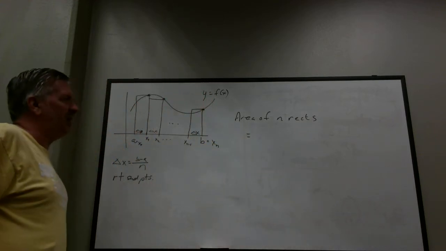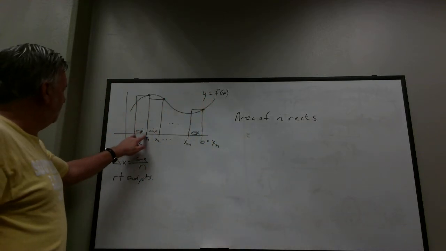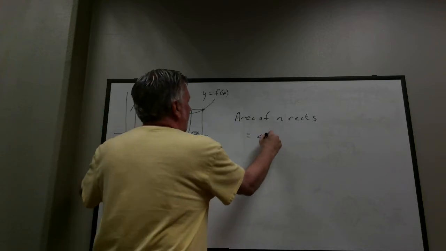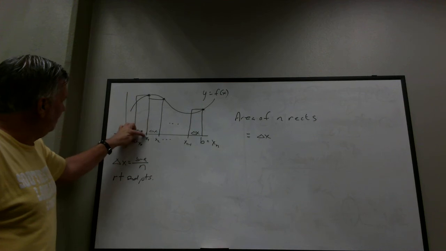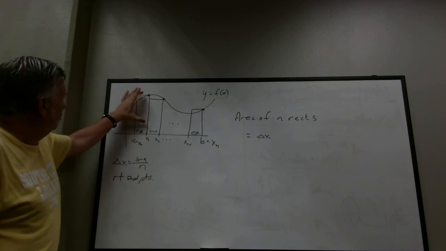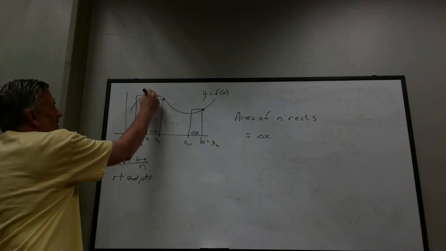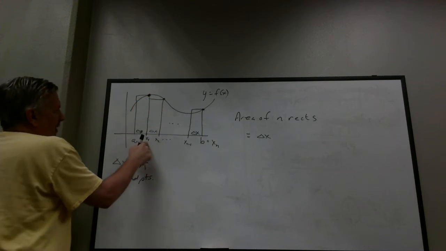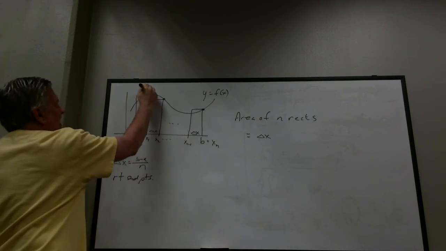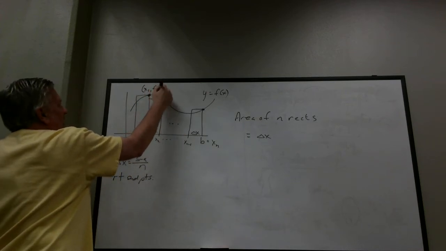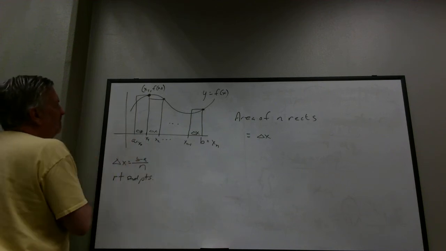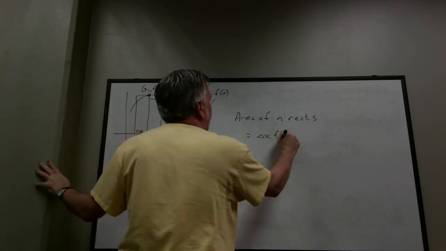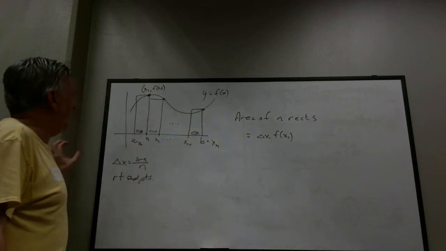Well, the area of a rectangle is base times height. Well, the first base is delta x. Now, what's the height of the first rectangle? Well, it depends on what x1 is, but notice it's the y value of the x1. Notice this point's on the graph. What are the coordinates of that point? x1, f of x1, right? So the height of the rectangle is the y value at x1, so it's f of x1. Now that's the area of the first rectangle.